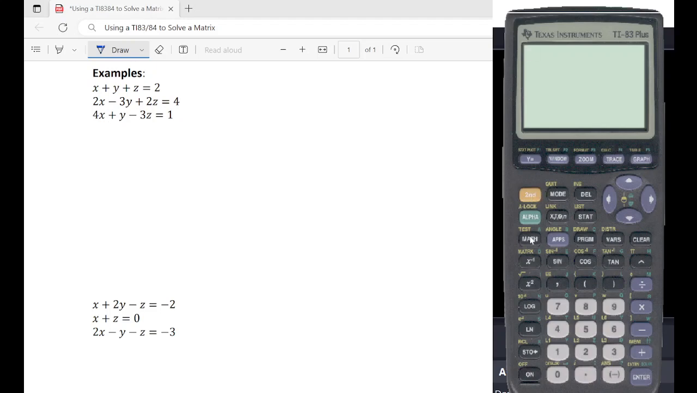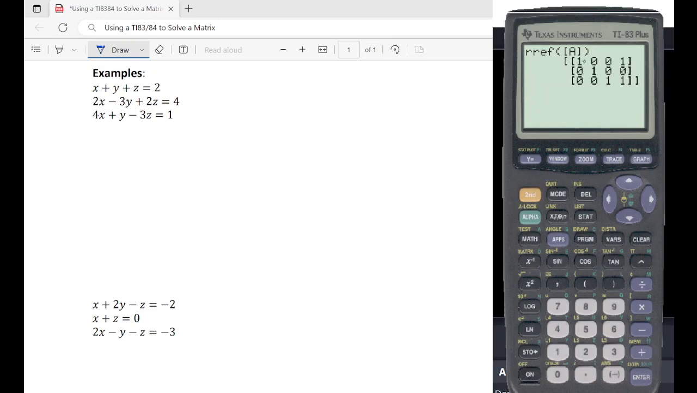Then we're going to go to second and matrix, and we're going to go over to math, and you're going to want to select reduced row echelon form. It's going to be abbreviated as RREF. Don't pick REF, you want RREF. So we're going to choose this option. And then we're going to go back into second matrix one more time and select the matrix we want to reduce. So we want A. So enter here, close parentheses, and enter again.